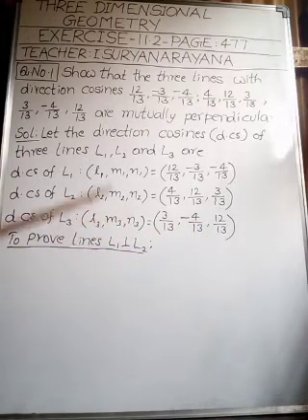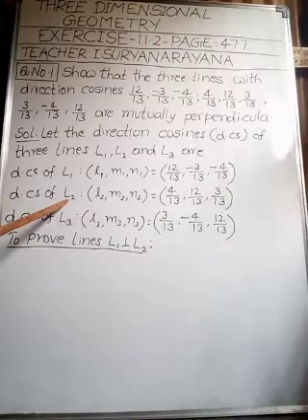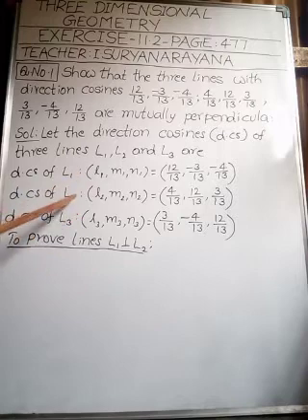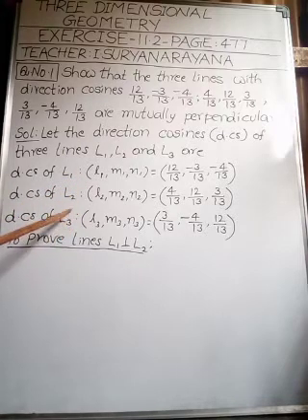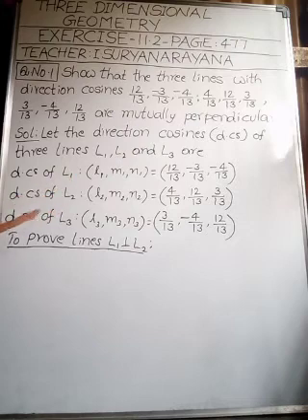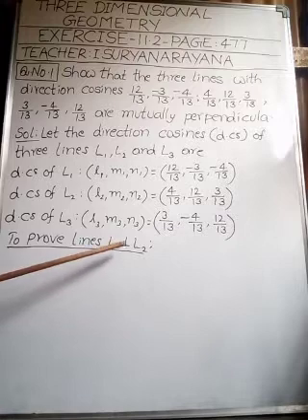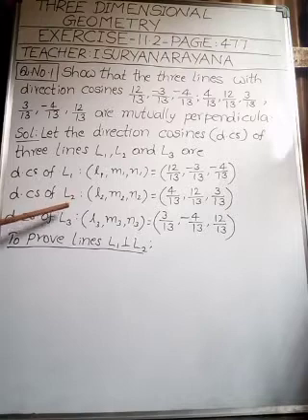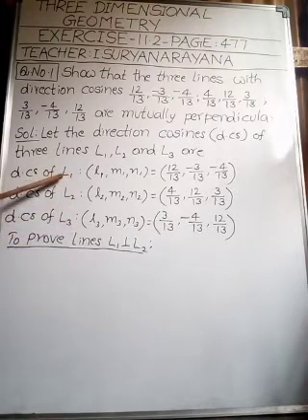Right. Now we have to prove that L1 is perpendicular to L2. Similarly, we follow the same procedure to prove that L2 is perpendicular to L3 and L3 is perpendicular to L1. So here I will explain how to prove the line L1 is perpendicular to L2. Remember these steps and follow the same procedure to show that the line L2 is perpendicular to L3 and L3 is perpendicular to L1. Okay, my children.